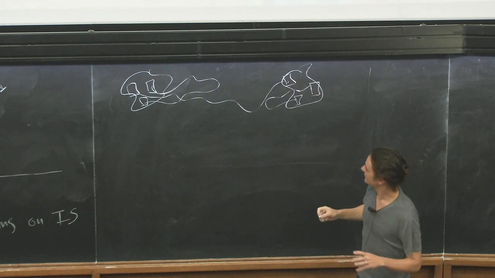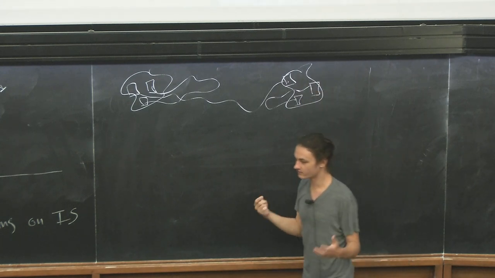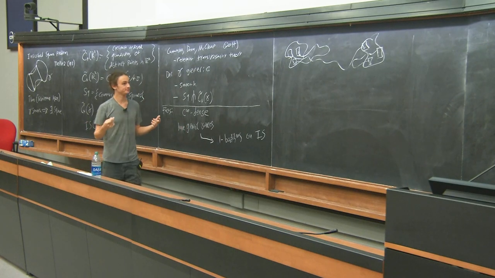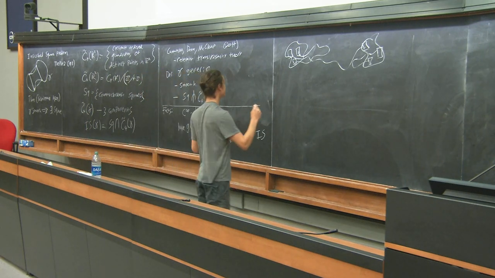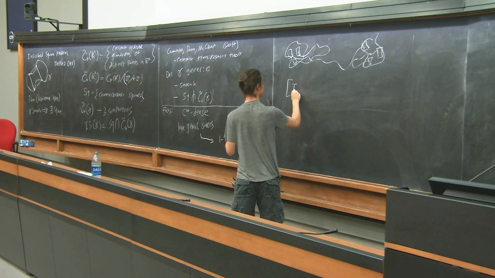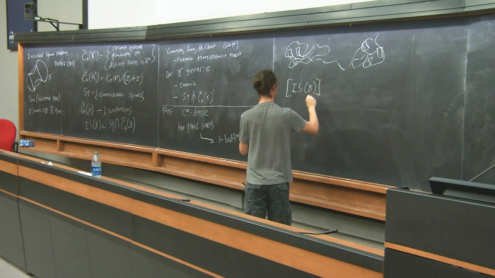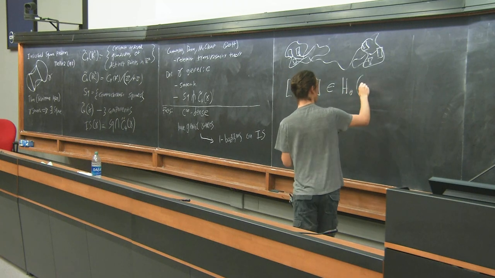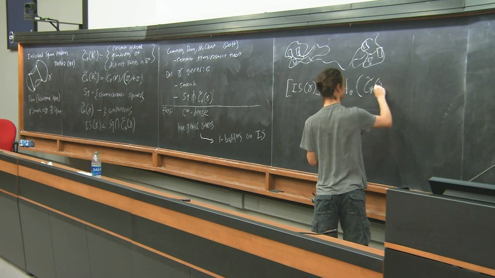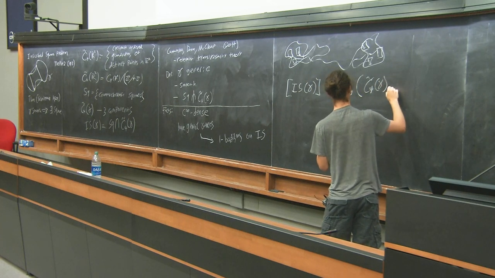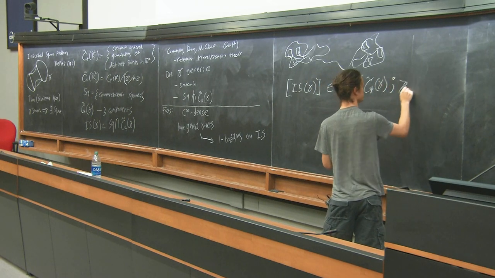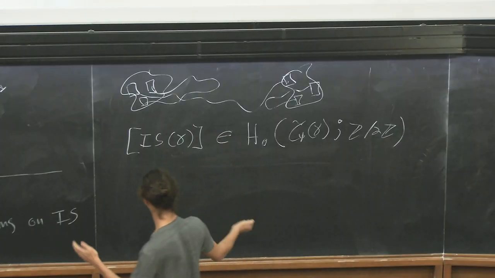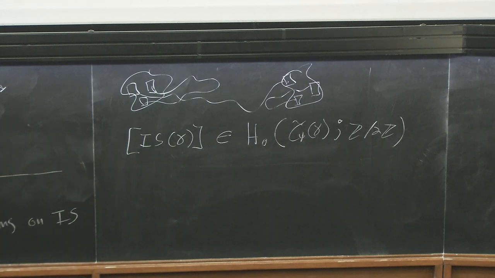So what that means is that the number of inscribed squares in a generic Jordan curve is actually invariant under parity. So more specifically, we can say that the homology class of inscribed squares of gamma is well defined as an element of H0 of C4 tilde of gamma, with coefficients in Z mod 2Z. Right. Also in Z, but we don't care about that.